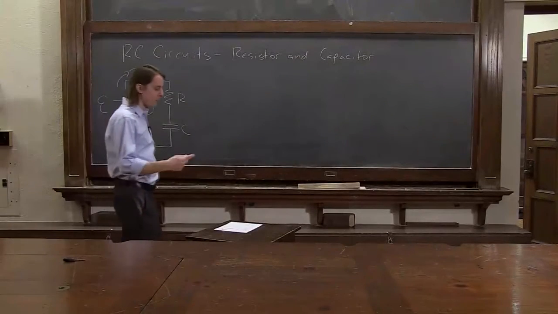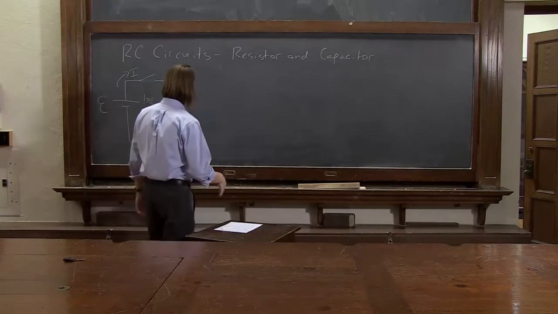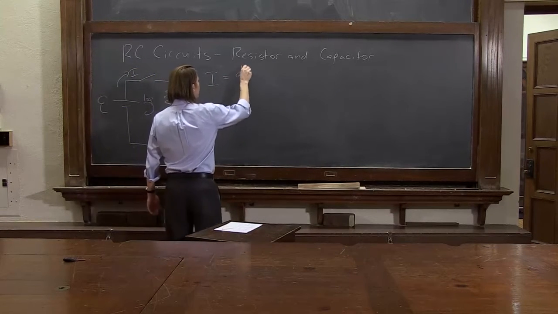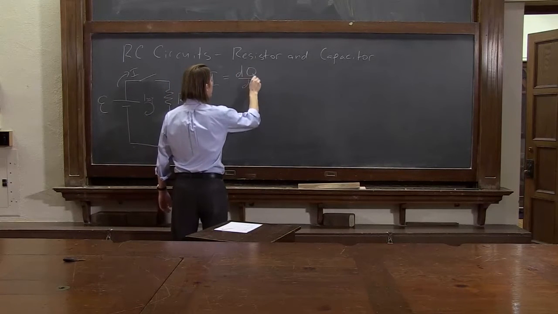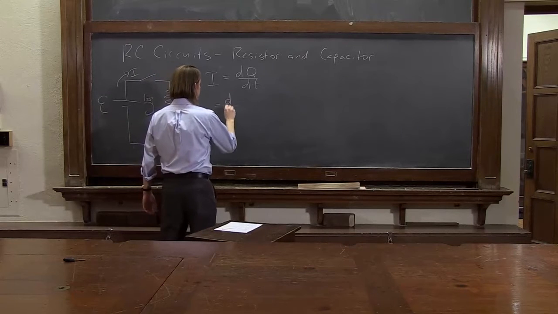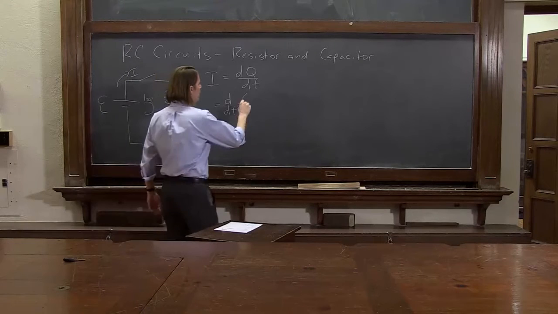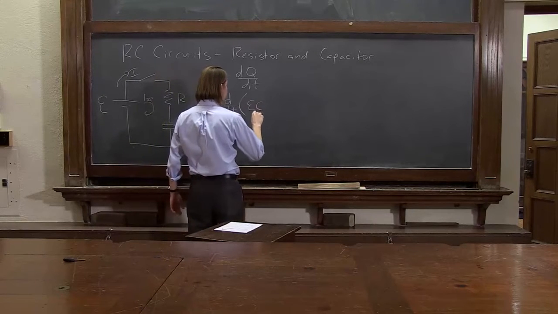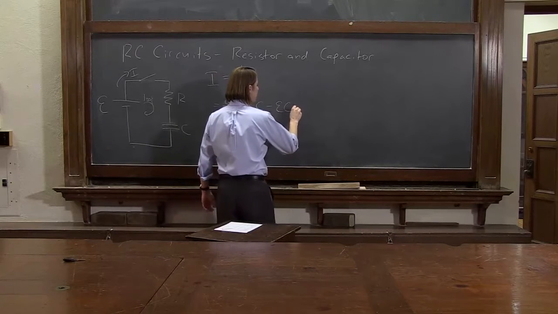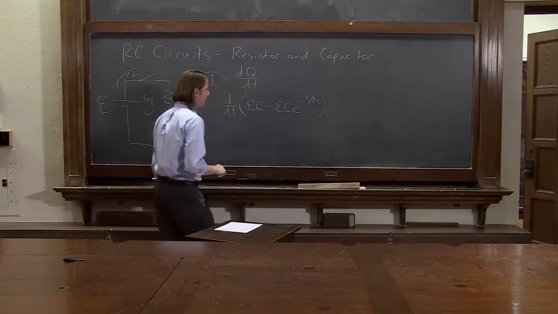We understand the charge on the capacitor. Now let's think about what we usually really want, which is the current flowing in the circuit. Well, we said before that the current is dq/dt. So let's just take the time derivative of what we found as q. That was the EMF times the capacitance minus the EMF times the capacitance, e to the minus time over RC.